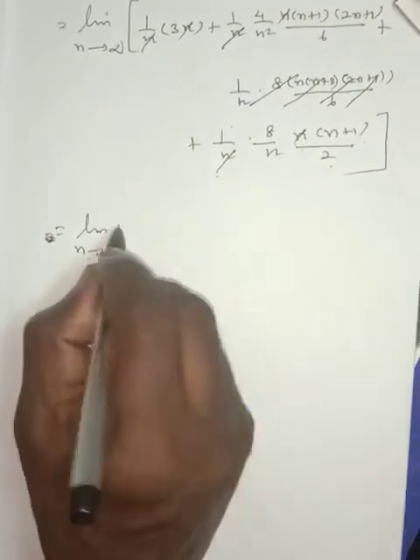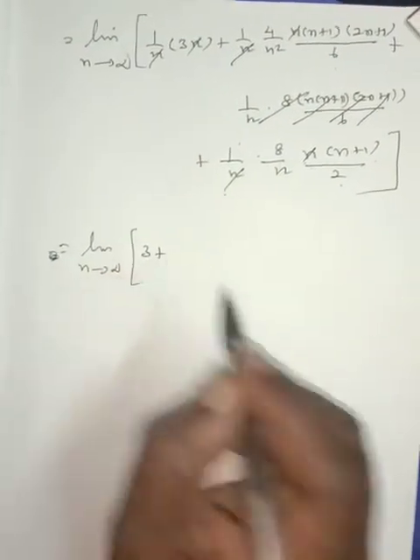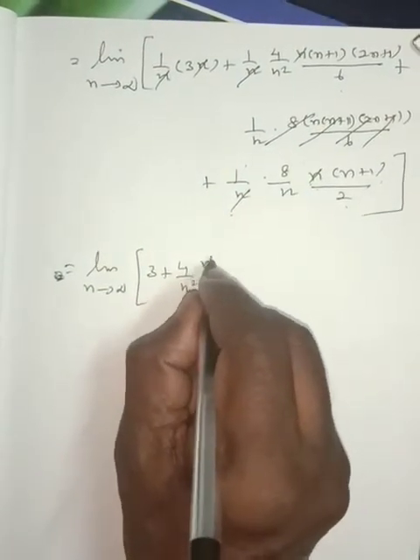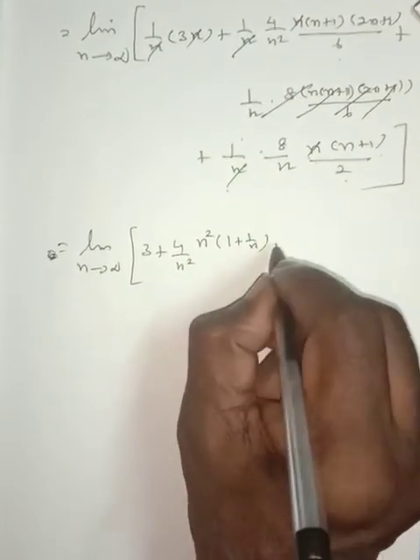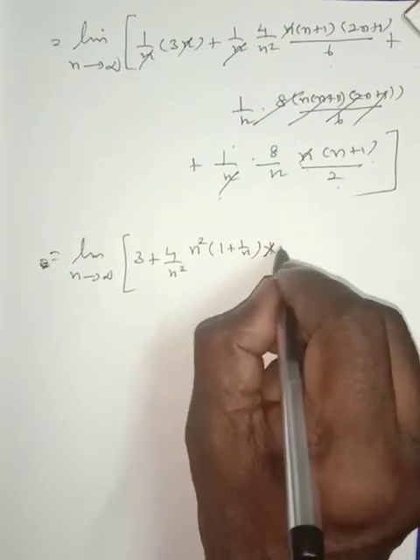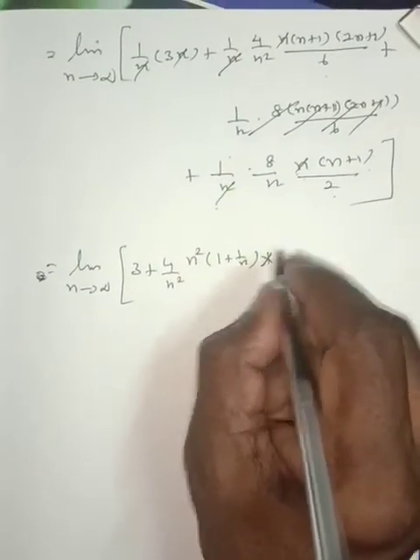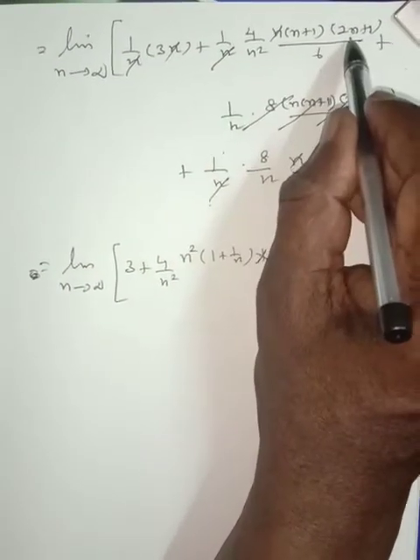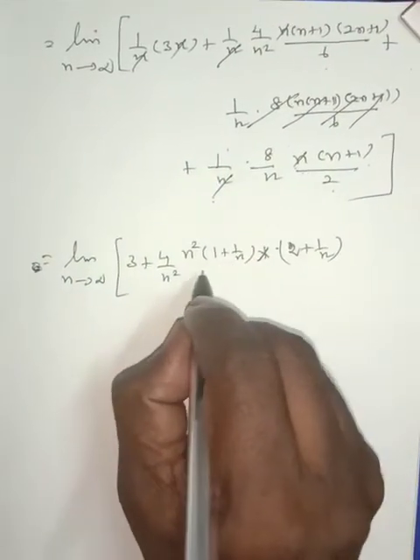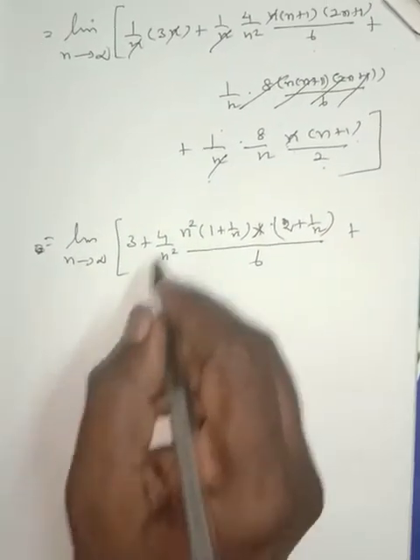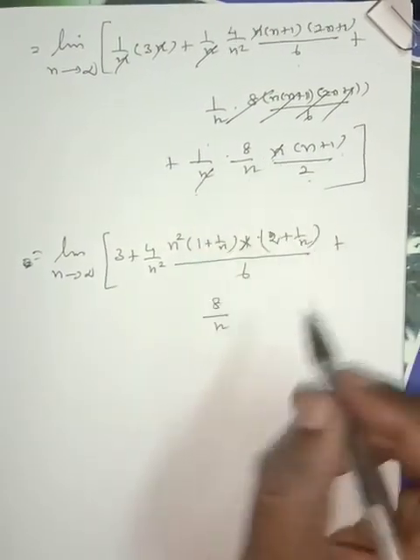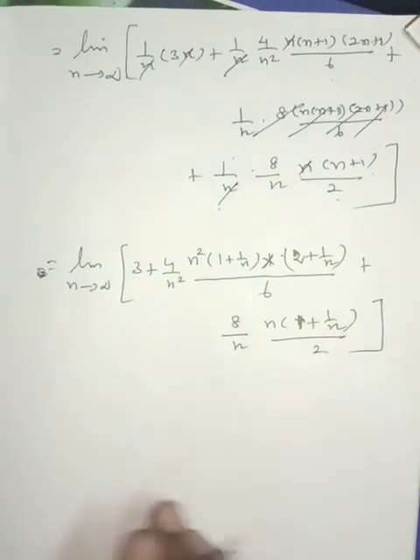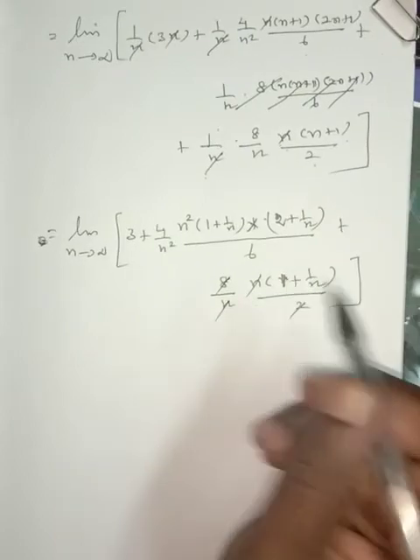Limit n tending to infinity of 3 plus 4 by n square, taking n common, n into n square into 1 plus 1 by n, into 2 plus 1 by n divided by 6, plus 8 by n, taking n common, 1 plus 1 by n divided by 2. Now n cancels, this and this 4.